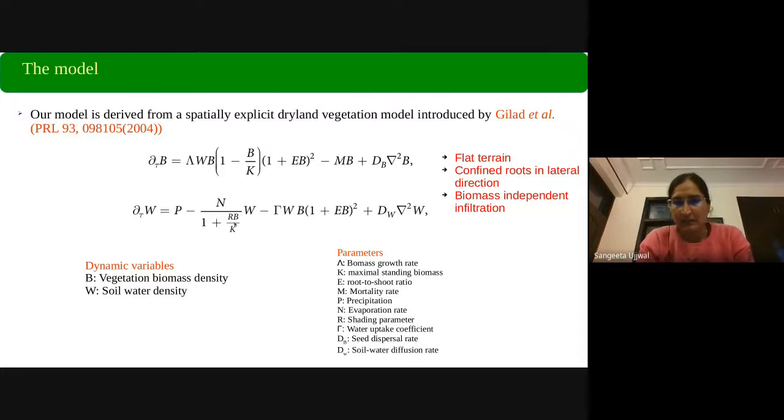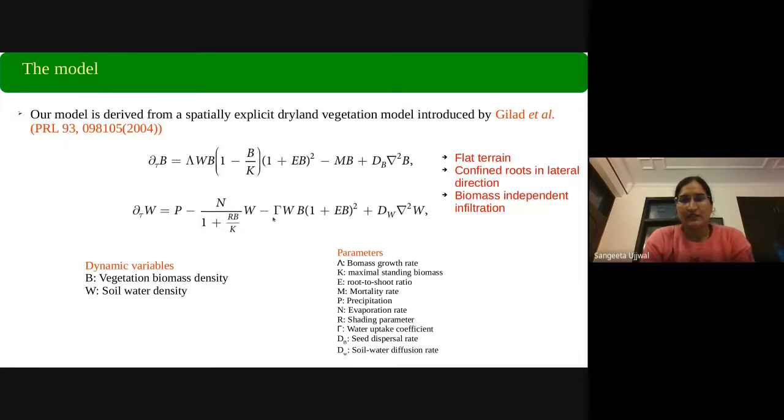And this capital R is the shading parameter. Basically it incorporates the fact that if we have a plant, it gives some shading to the soil or the land below it. Because of that shading, there is less evaporation. So that is taken care of by this parameter capital R.